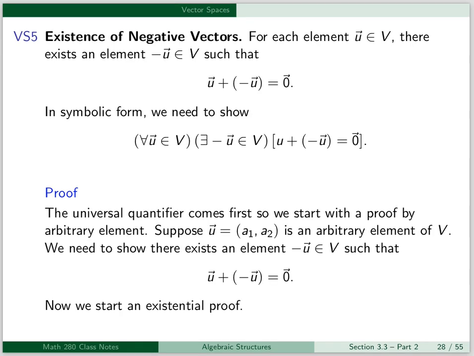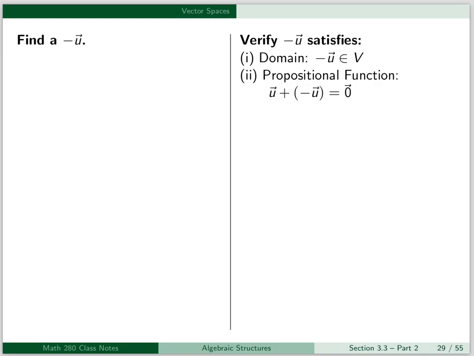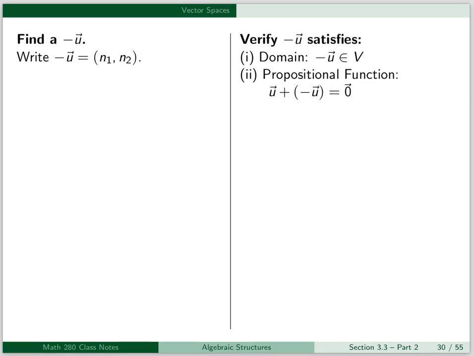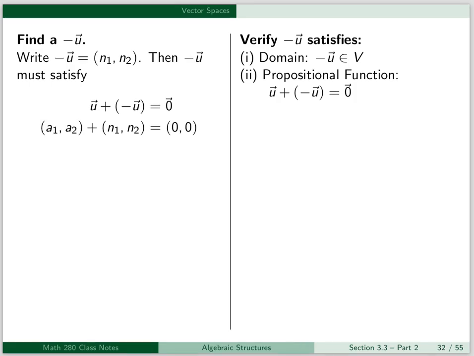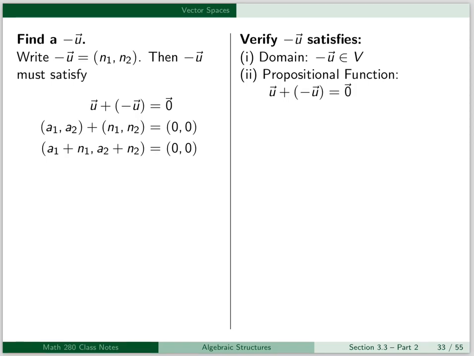So now we start an existential proof. So we need to find our negative vector, minus U, and then verify that it satisfies our domain and propositional function. So let's write minus U equals N1, N2. So minus U is supposed to be an element of V, which means it's going to be an ordered pair of real numbers. Then minus U must satisfy the propositional function, which is U plus minus U equals 0, which is A1, A2 plus N1, N2 equals 0, 0, which equals A1 plus N1, A2 plus N2 equals 0, 0.